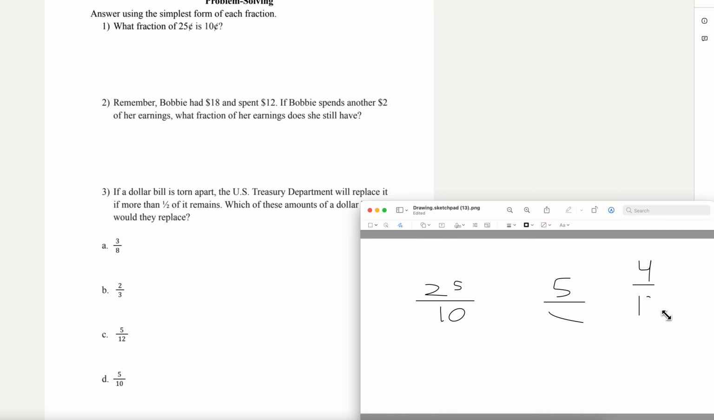Oh, oops. 4 over 18. Divide these both by 2. That's a different problem. Divide both of these by 2 and you'll get 2 over 9, which will result in the answer, 2 over 9.